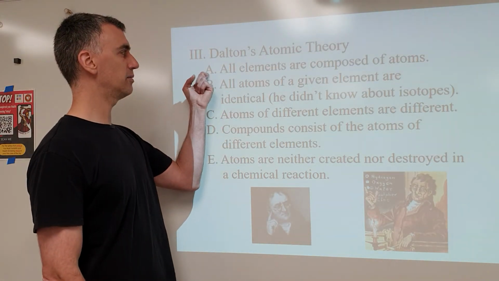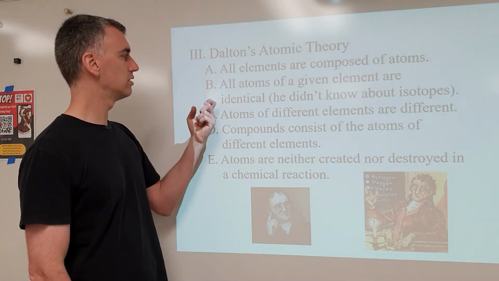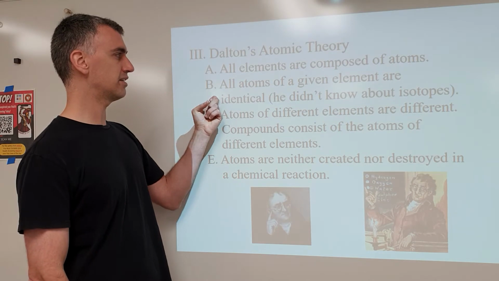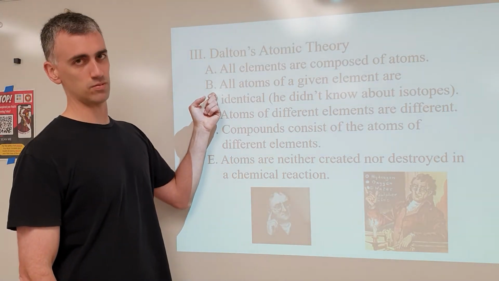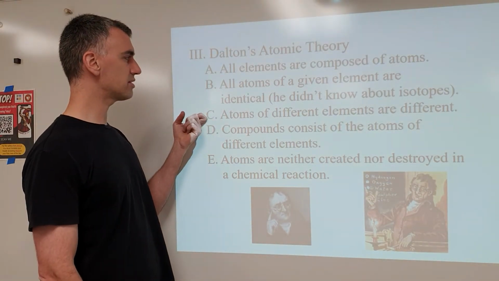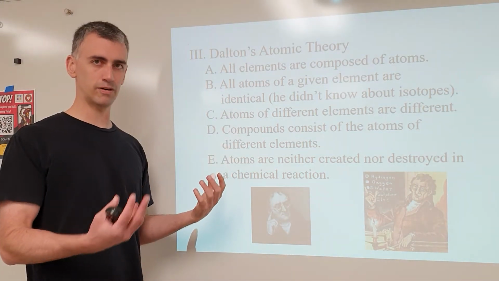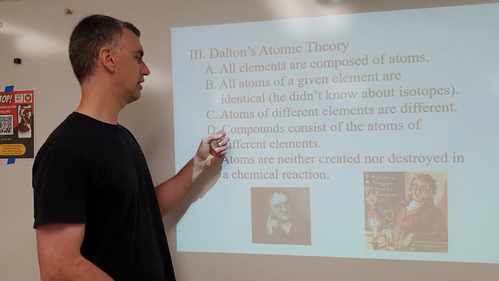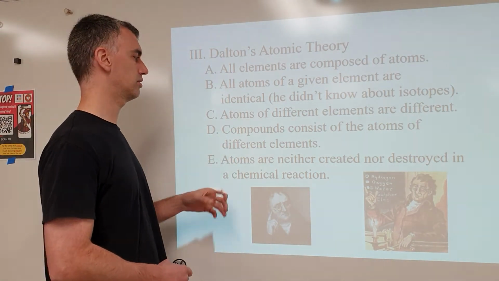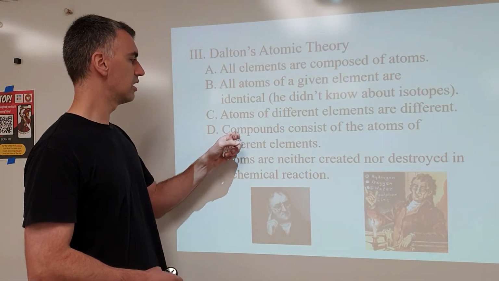because all elements are composed of atoms. All atoms of a given element are identical. He didn't know about isotopes, but he was more or less right. Atoms of different elements are different. So a gold atom is different from a silver atom, for example. And that's consistent in all situations.